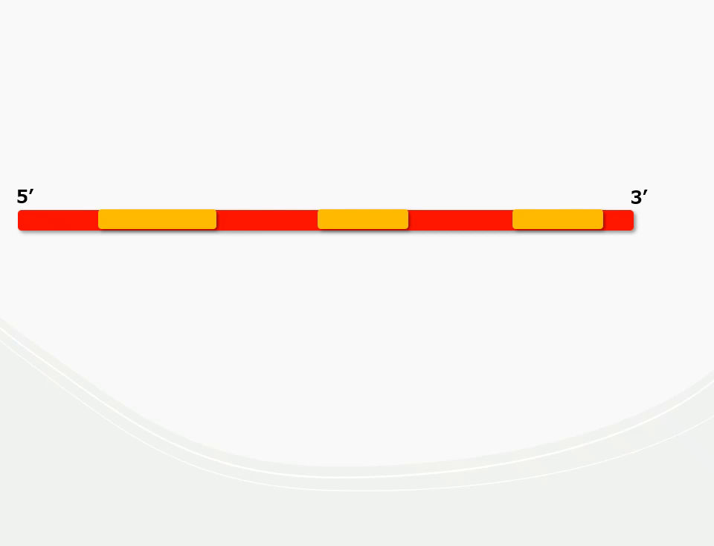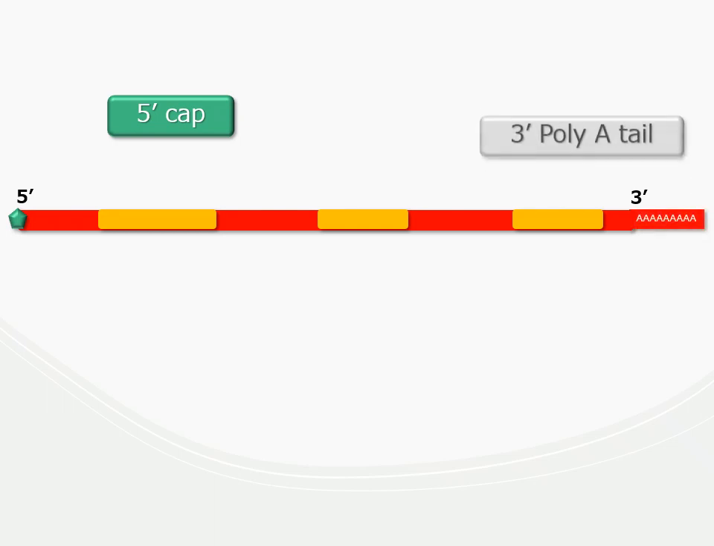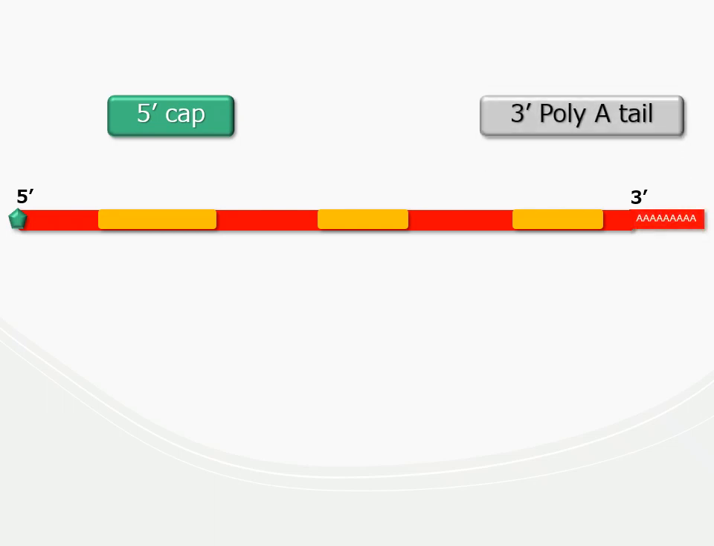First, at the 5' end, the transcript receives a cap, shown here in green, which is actually a modified G residue. The second is at the 3' end, and that's the poly A tail. This is just a fancy term for a long string of A's, usually around 250 nucleotides long in mammalian cells.